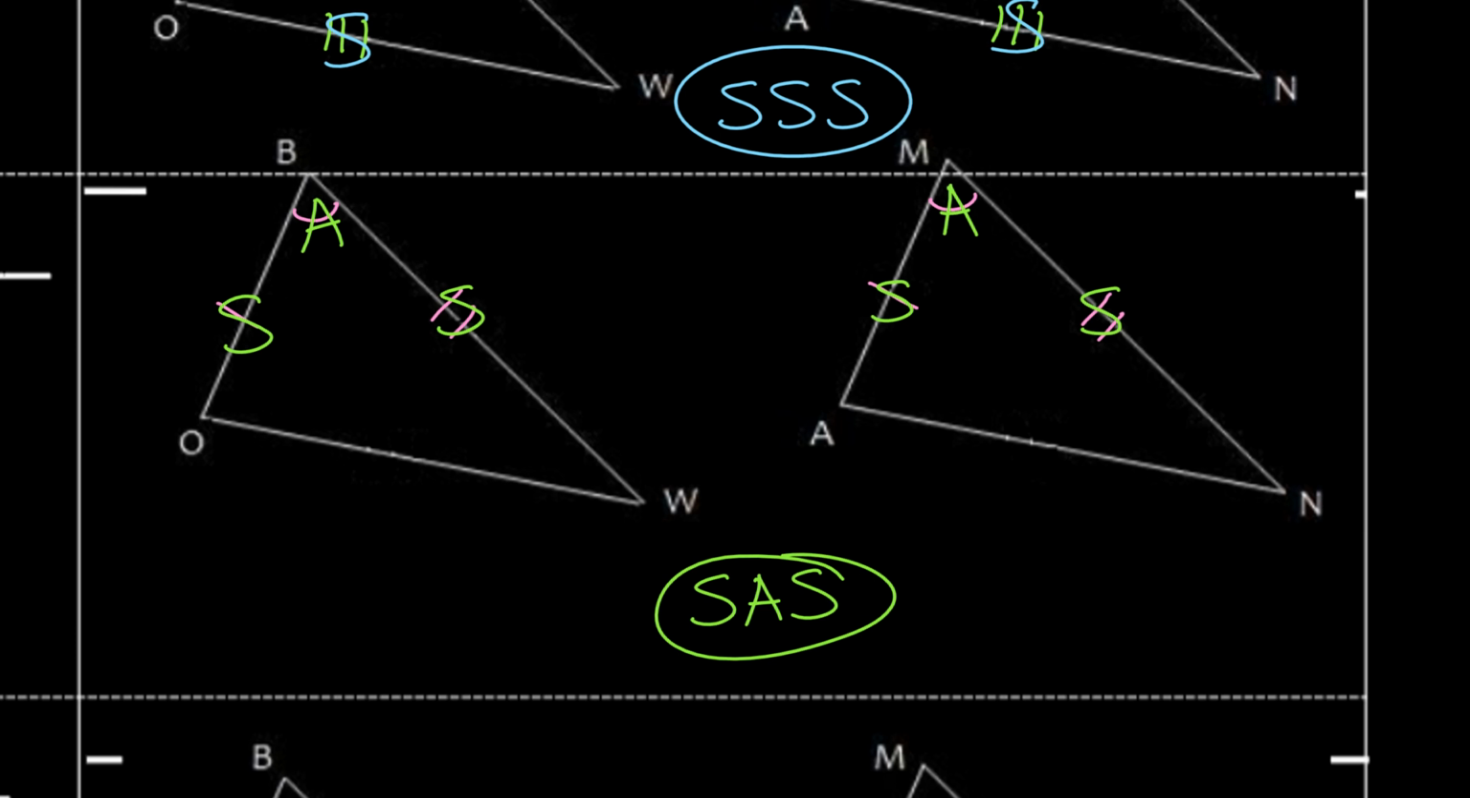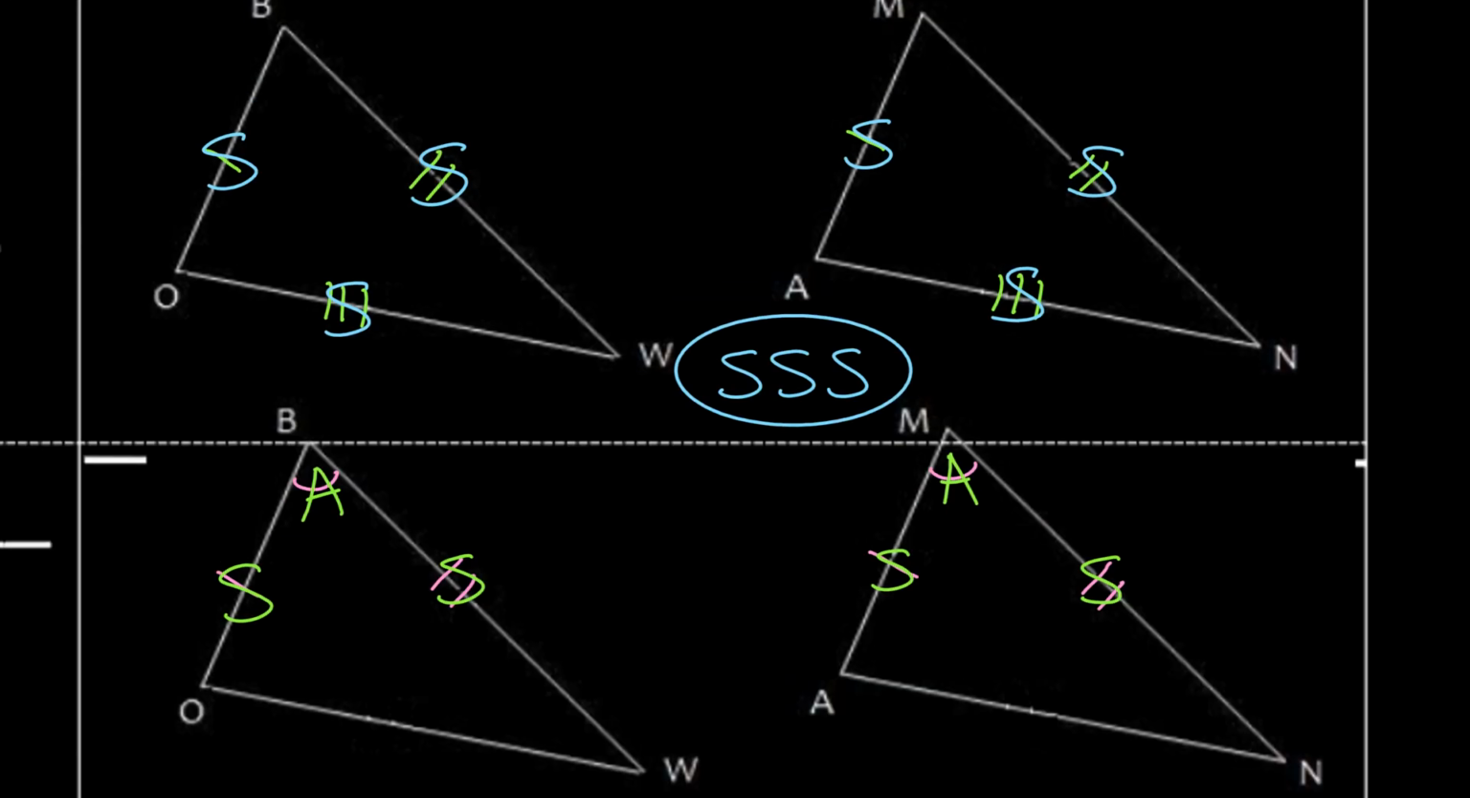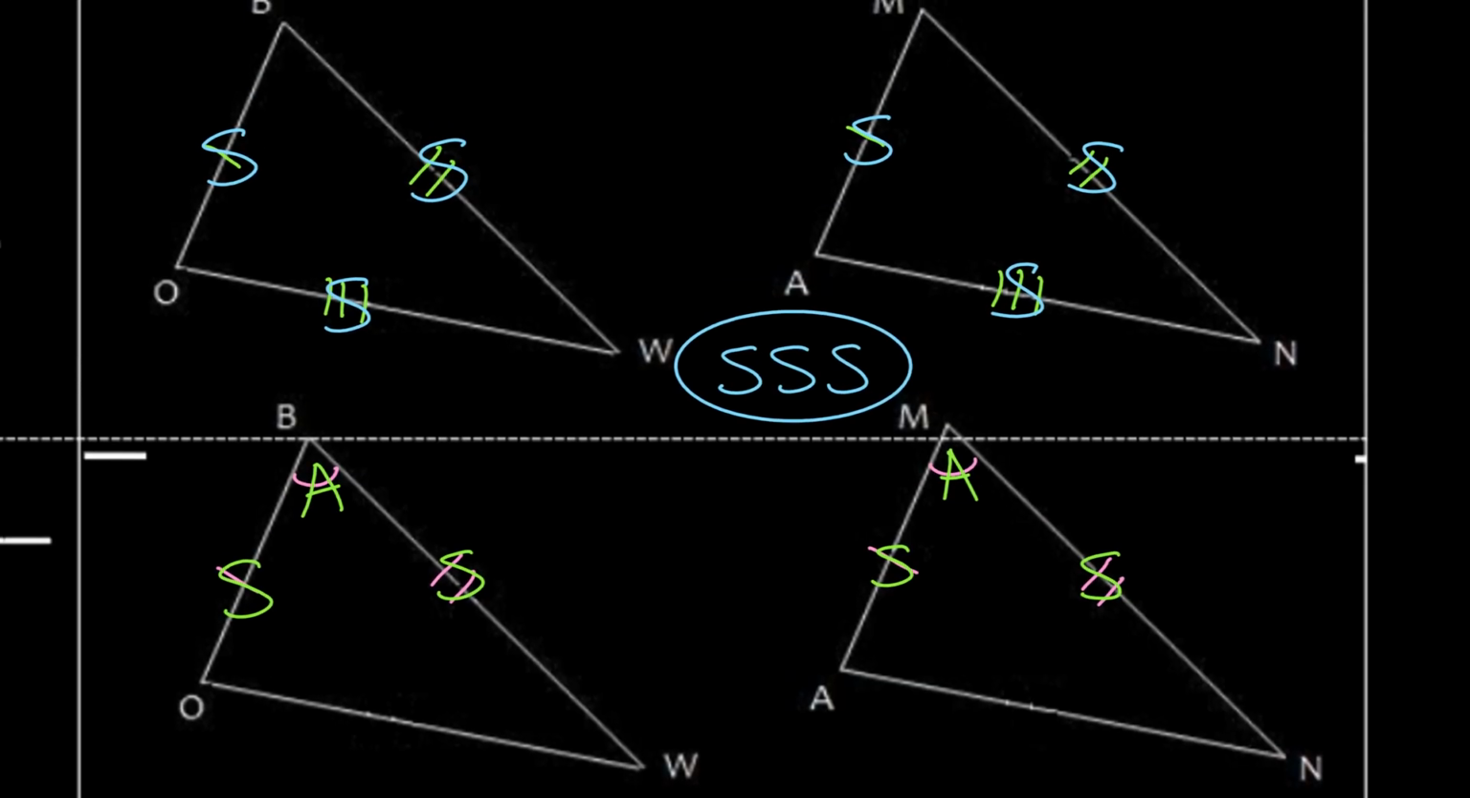Any questions so far? We are, of course, marking parts congruent here to show what SAS looks like and what SSS looks like. But do you think that when we get to the actual problems, you can just willy-nilly label anything congruent that you want? No. It has to explicitly tell you.